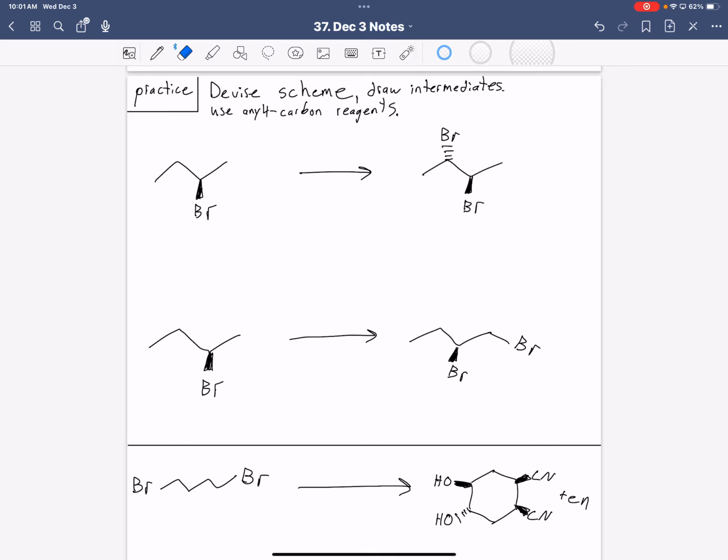Wait, is it substitution or is it...? Oh, I think, wait, I got it. I'm thinking, what if we first do an MCPBA here, then we get a double bond, then we can do Diels-Alder. How do you make it like this? Break it up. Don't we need these? Not both of these. That was just an idea.